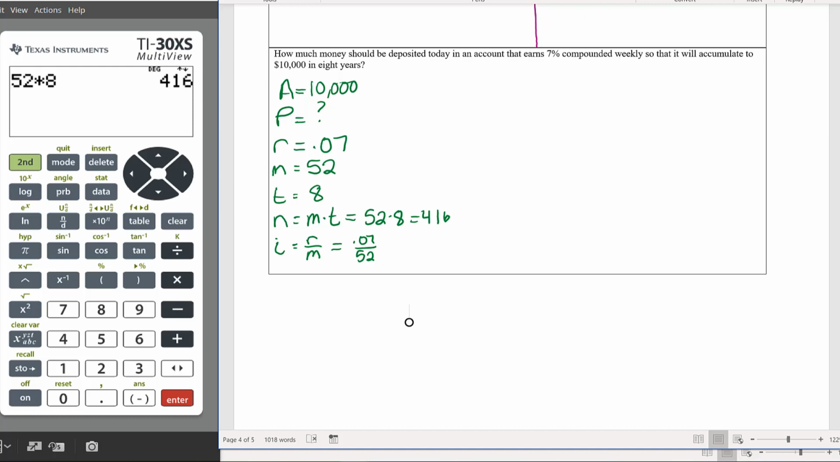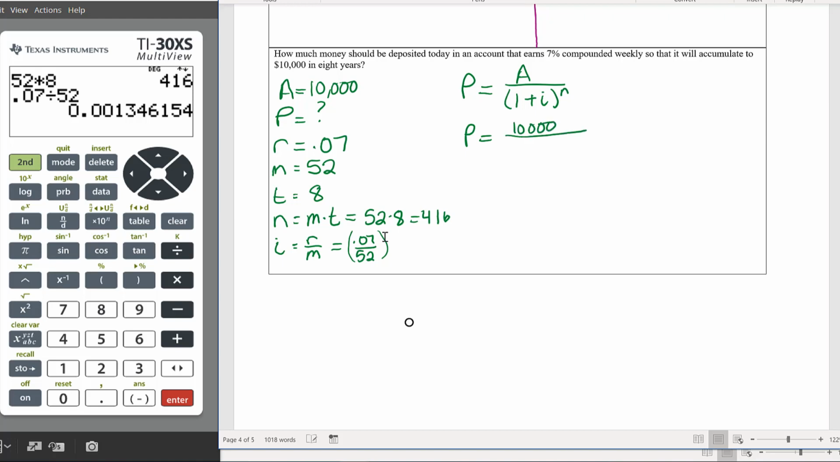Now this is not going to come out nicely, I'm pretty sure. So I'm probably just going to keep that 0.07 divided by 52 because that's not going to be easy for me to type in there. Now because I'm looking for P, if you scroll up to the top of the page, you'll see that the P formula is P equals A divided by the parentheses 1 plus I to the N. So because I'm looking for P, I'm using this formula.